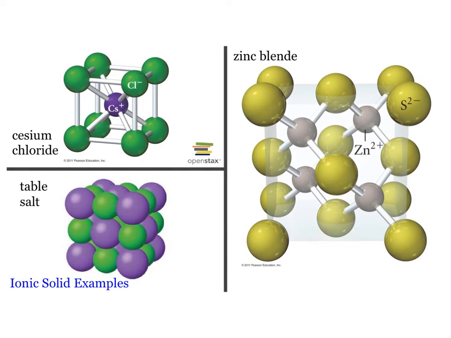Think, for example, of table salt, or sodium chloride, which has a melting point of 801 degrees Celsius. Zinc blende melts at 1185 degrees Celsius, while cesium chloride melts at 645 degrees Celsius. These melting points are all much higher than what we saw for the molecular solids.